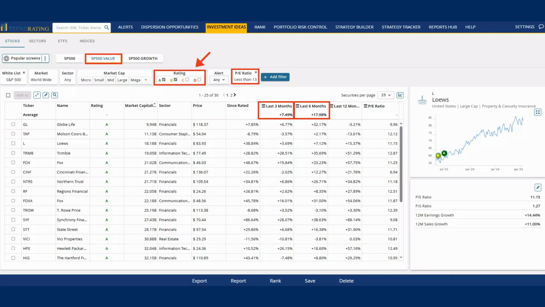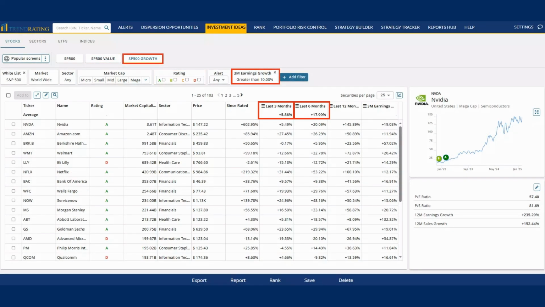Here we go. By selecting stocks positively rated by Trendrating, the list goes down to 30 stocks. This time, the average performance is positive, reaching a plus 17% over the past 6 months, while before the return was flat.